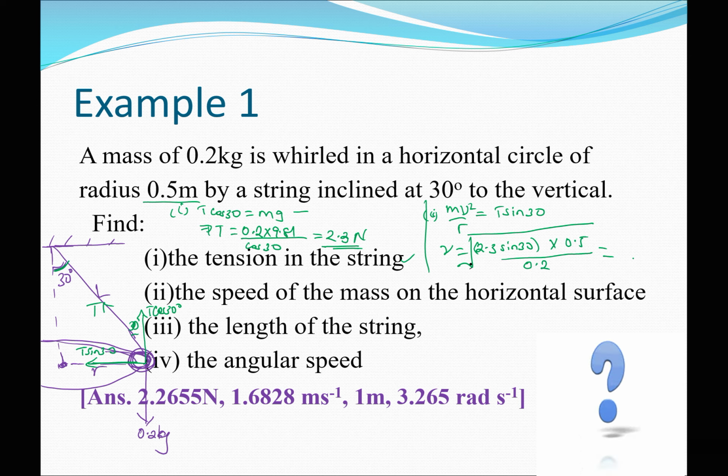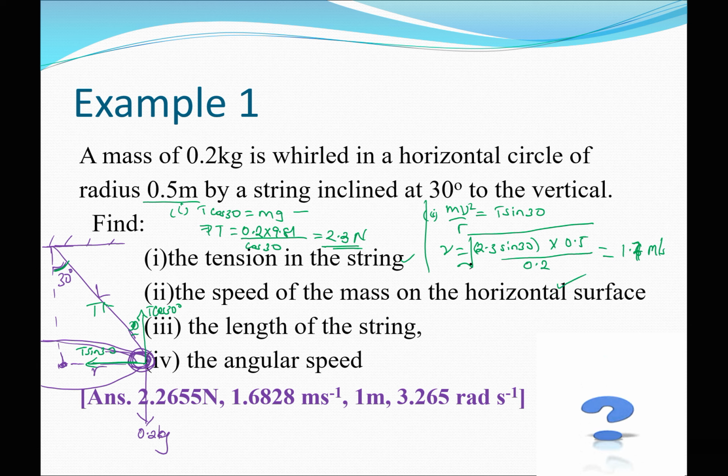So I'll use 2.3 because I rounded off. 2.3 sine of 30, then times 0.5, divide by 0.2, under the square root. So this is giving me approximately 1.7 meters per second. So that is the speed.